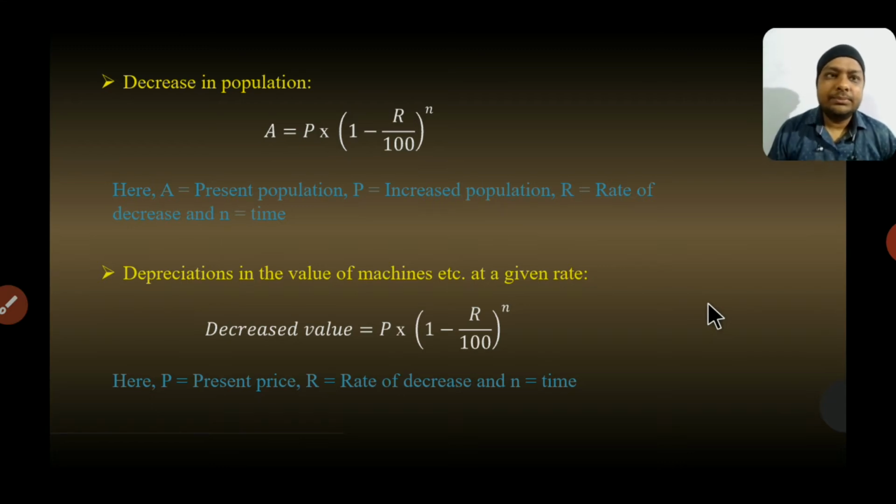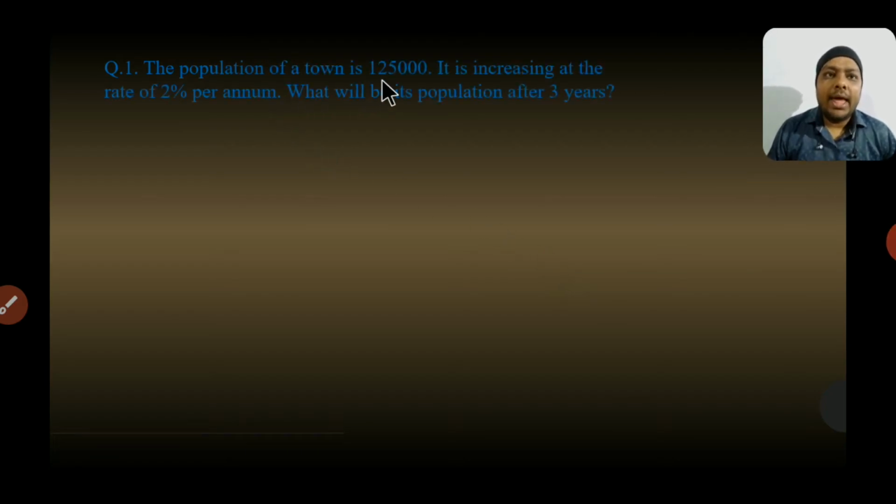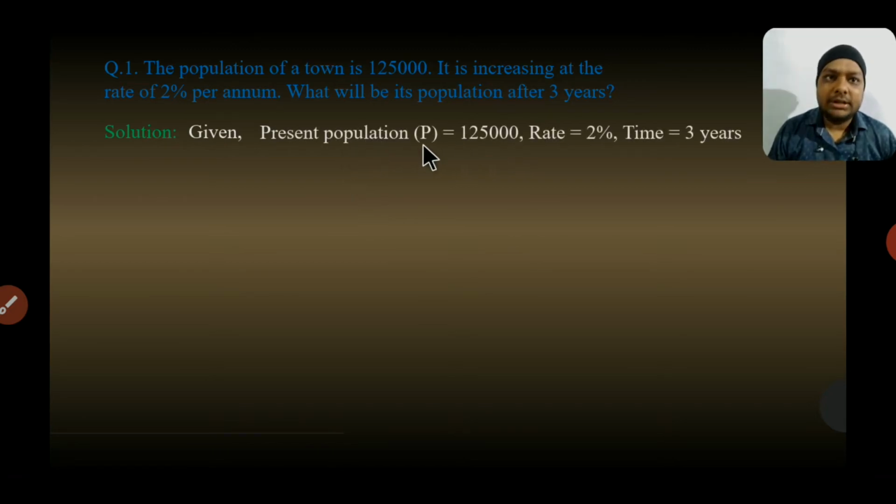Let's solve the question here. Students, let's see this question. If the population of a town is 1,25,000, which is the present population, and it is increasing at the rate of 2% per annum, which is the rate of increase, then what will be its population after 3 years? So the time will be 3 years. At first we will write what is given: present population 1,25,000, rate 2%, and time 3 years.